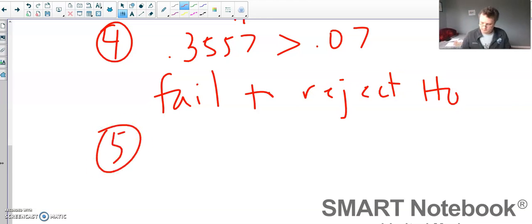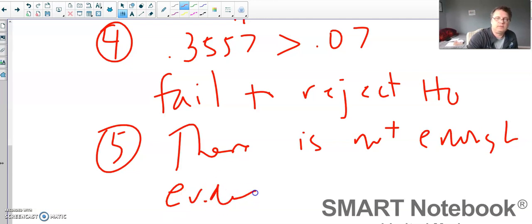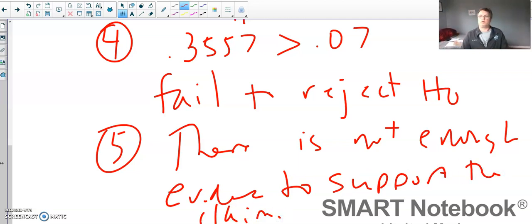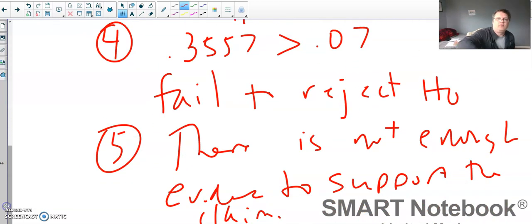Go to your table. There is not enough evidence to support the claim. And you're done. There is not enough evidence to support the claim that it's greater than 8 gallons per year. That's what you found out from the sample that you comprised. All right, so that's it.